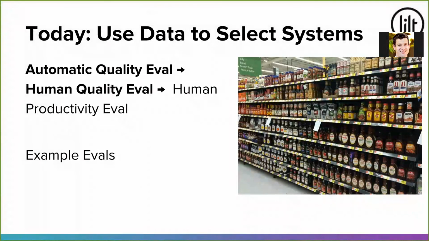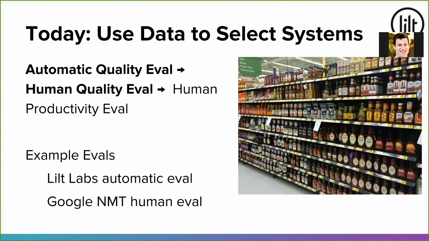And the two evals that I'll go through as exemplars are one that we did recently, an automatic evaluation of 11 different machine translation systems, and I'll walk you through how that's set up. And then I'll explain the Google neural machine translation human evaluation that got a lot of media attention last fall. And we'll talk about how that was set up too.